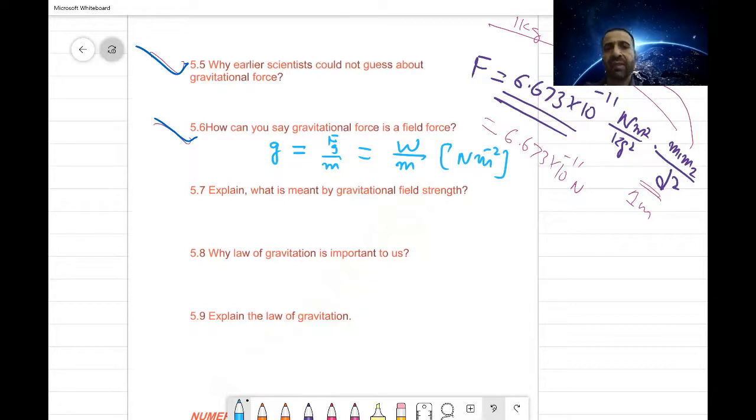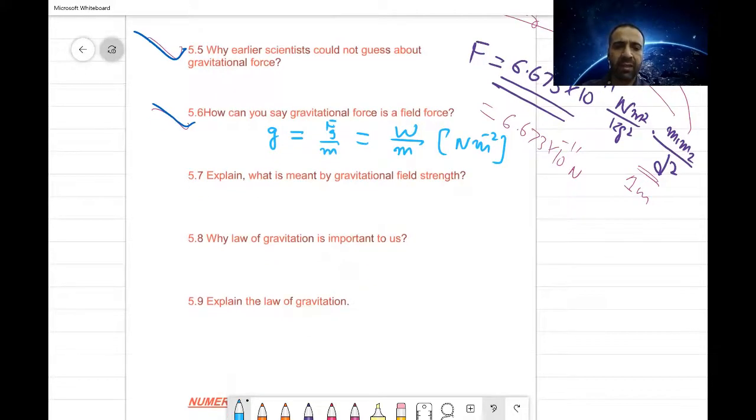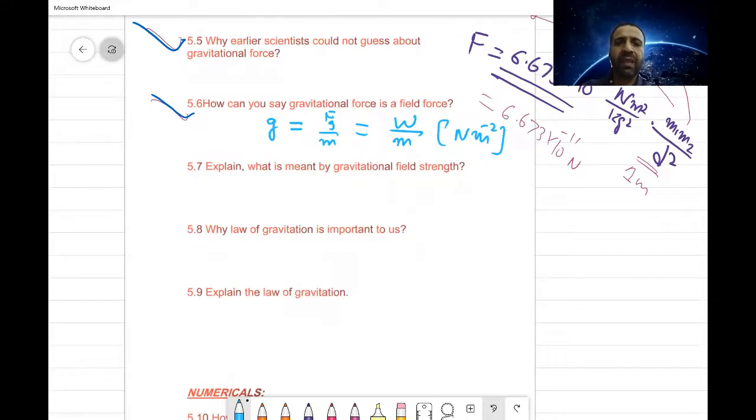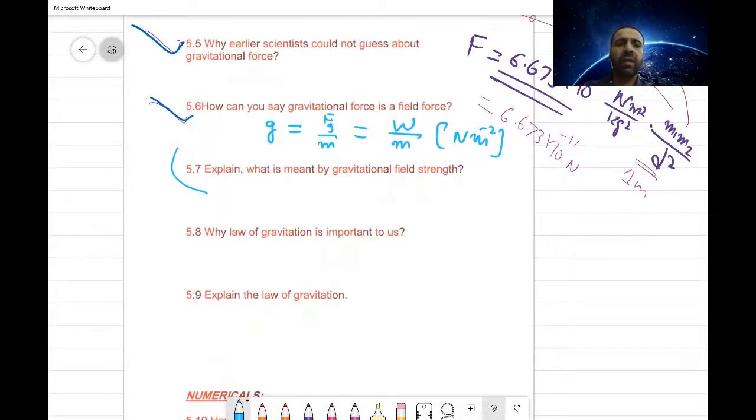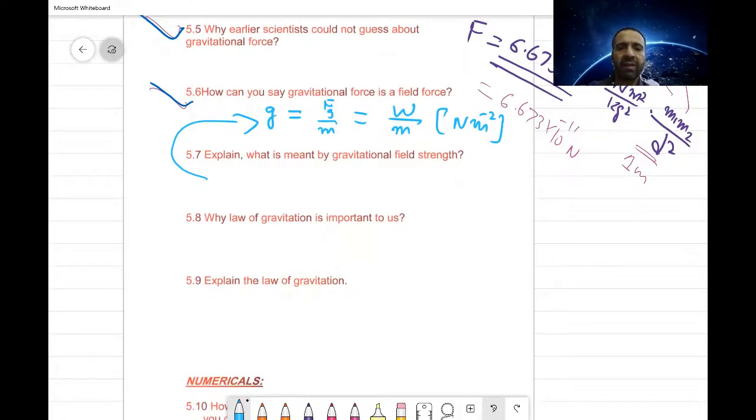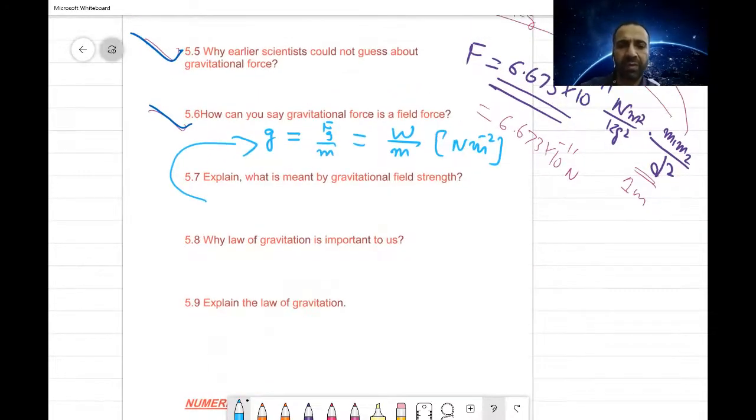So this is it. The next important question is which one? Explain what is meant by gravitational field strength. This is what I explained to you, I think. Yes, it is taken.